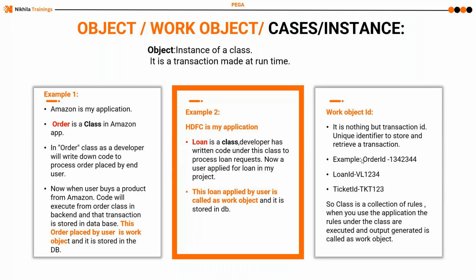So work object, or just object, or case, or instance, means nothing but the transaction that you make in an application. The output that you got while running the application. These are called work objects or instances or cases. When somebody says what's your case ID? Case or instance or work object, all are one and the same. It's nothing but the transaction that you make at runtime after running the application. Open Swiggy, order food, that is a work object.